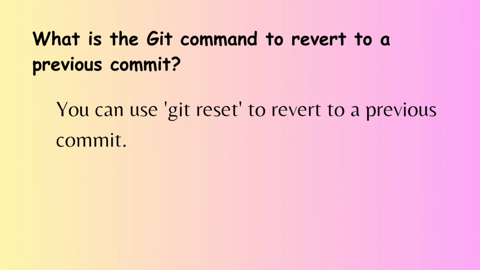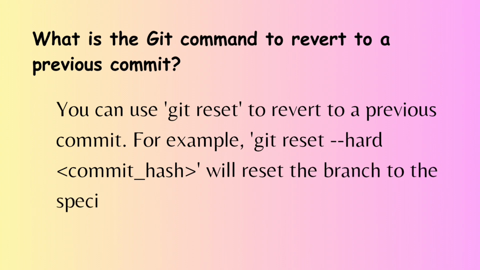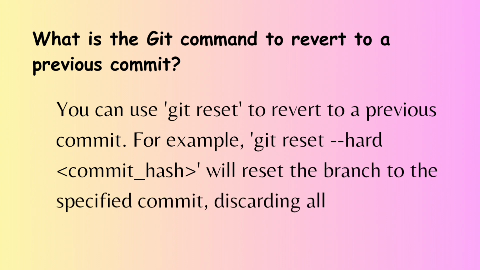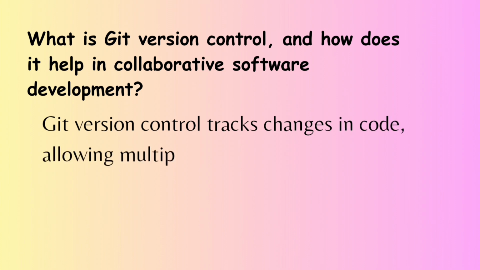What is the Git command to revert to a previous commit? You can use git reset to revert to a previous commit. For example, git reset --hard <commit_hash> will reset the branch to the specified commit, discarding all subsequent commits.